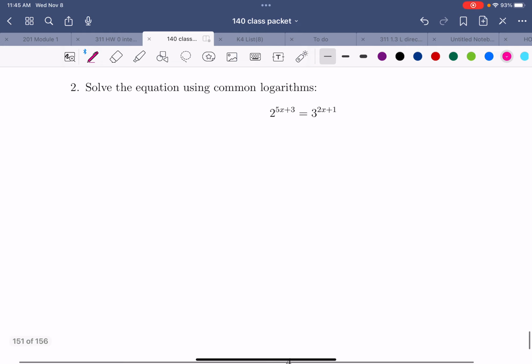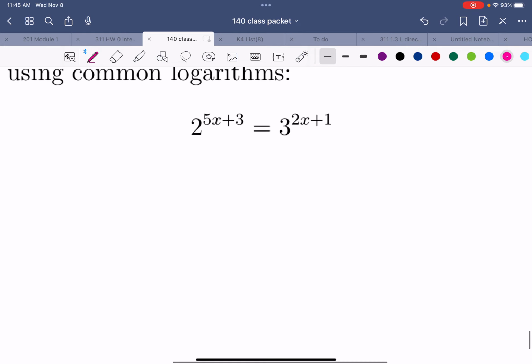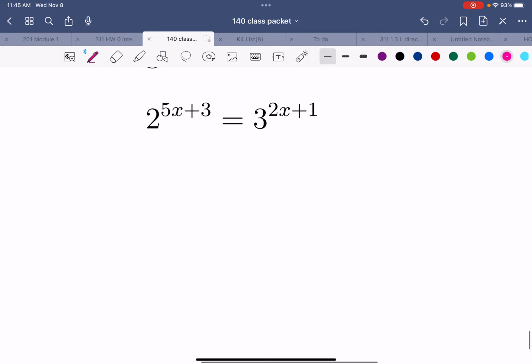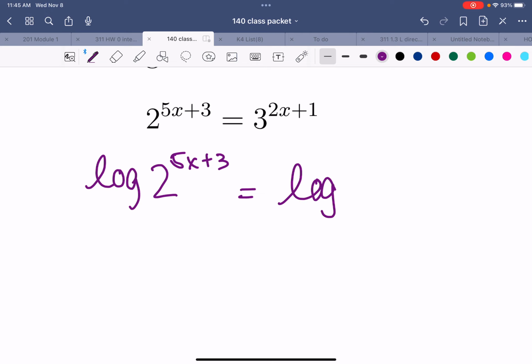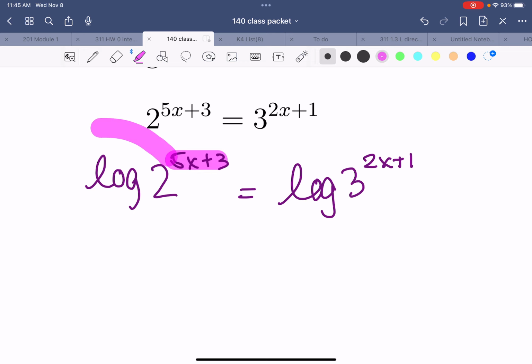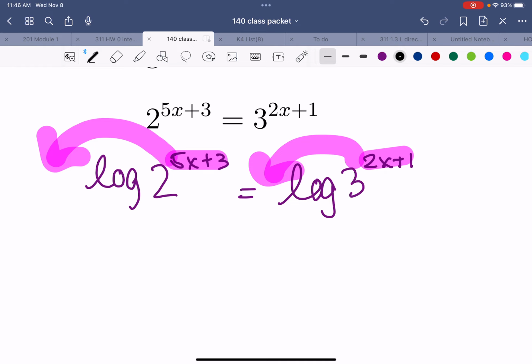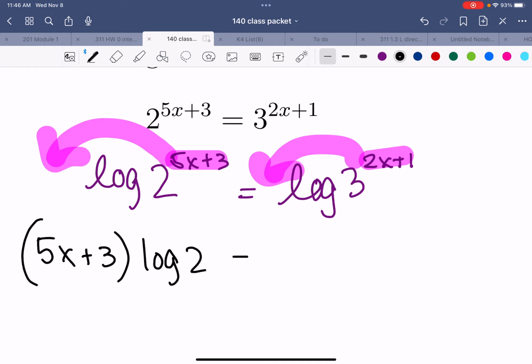All right, next, let's solve this one using common logarithms. So this one's a little bit more involved. We got more things going on in the exponents, but the process is the same. Start by taking the log of both sides. Let's take our exponents out front. That gives us 5x plus 3 times the log of 2, and 2x plus 1 times the log of 3.